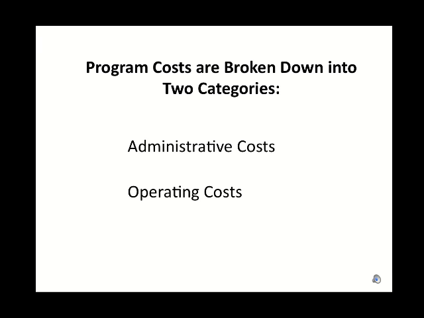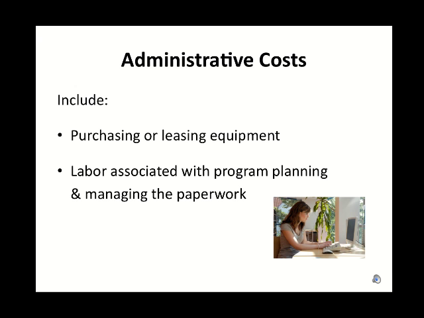Let's start by talking about how you will categorize program expenses. Basically, program costs fall into one of two categories: administrative costs and operating costs. Administrative costs are fairly limited.